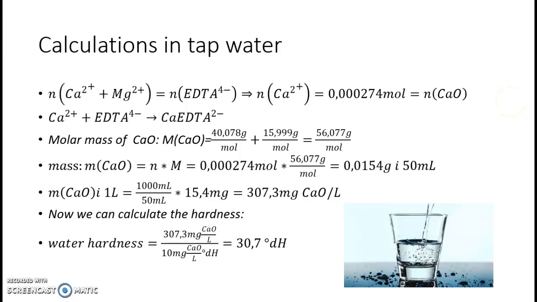So we then have to find out how much CaO we have in 1 liter of tap water. So take 1,000 milliliters, which is the same as 1 liter, divide it by 50 milliliters, and then multiply it by 15.4 milligrams, which is the same as 0.0154 grams. We then find out that we have 307.3 milligrams calcium oxide, CaO, in 1 liter.